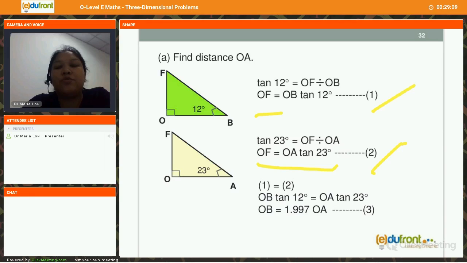So we have two equations and two unknowns over here. Okay, in fact, sorry, there are three unknowns. We have OF, we have OB, we have OA. Two equations with three unknowns. We are not able to actually solve it because we don't have enough equations. But nevertheless, we can actually put equations 1 and 2 together because they are both OF and equate them, and come up with a relationship between OB and OA in the third equation. So we name it as equation number 3.